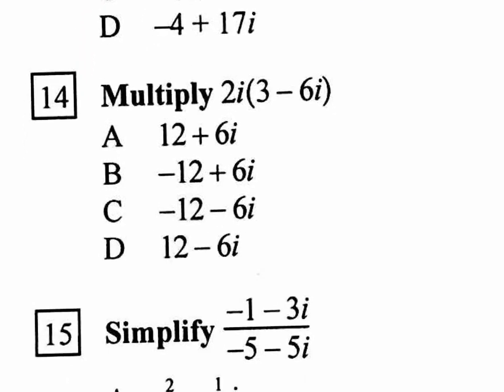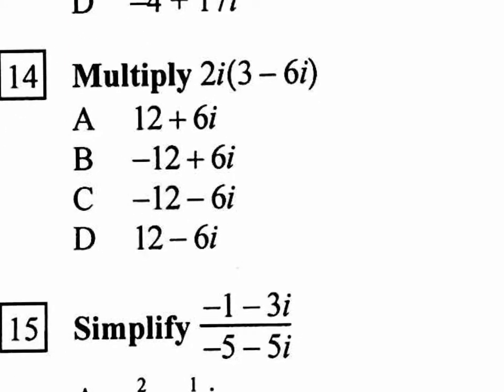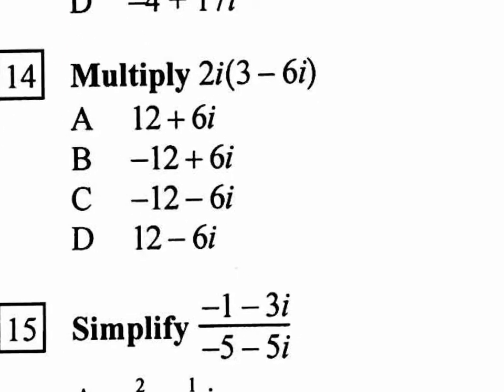Number 14. Right here, it's really easy. It's just the distributive property. Remember, an i is treated exactly like an x, right? x times x is x squared. x times x to the third is x to the fourth. The only difference is that i squared equals negative 1. So let's just treat it like an x for the time being.